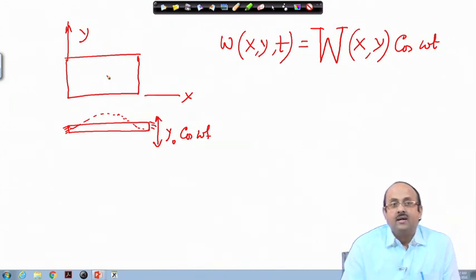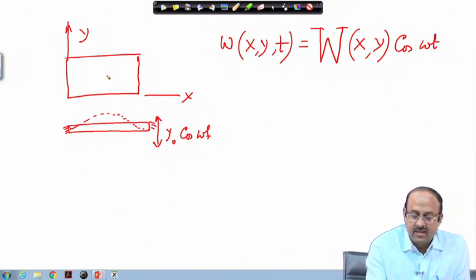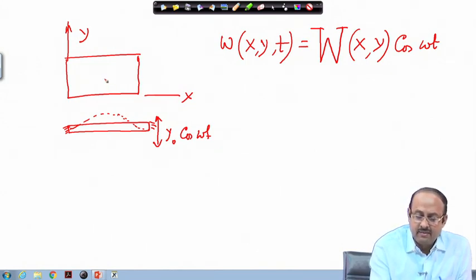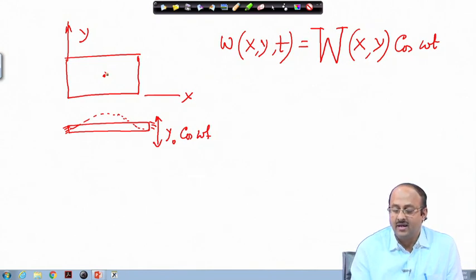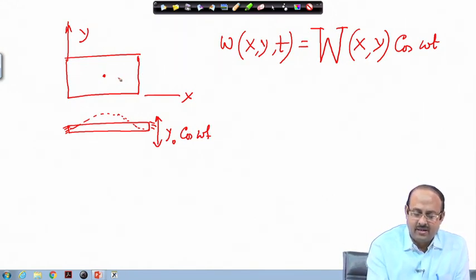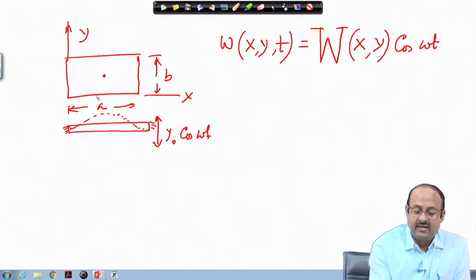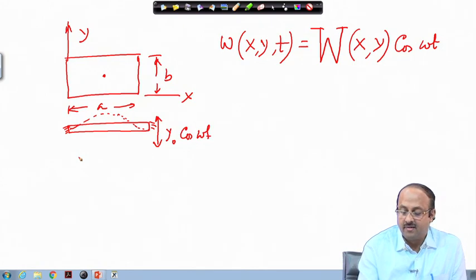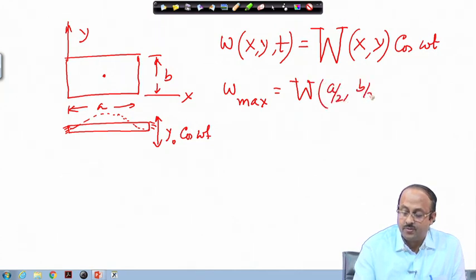Now, let us consider that one particular mode is being excited, which is predominantly the first of the first three modes. So, the maximum level of vibration is almost occurring here, which will have a certain value. Here, if I consider the length as A and the breadth as B, then x equal to A by 2 and y equal to B by 2. So, W maximum here will be equal to W at A by 2 and B by 2, times cosine omega t.